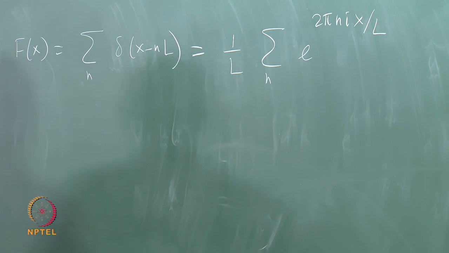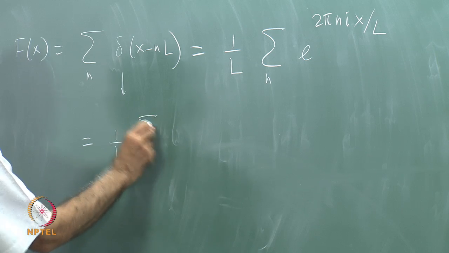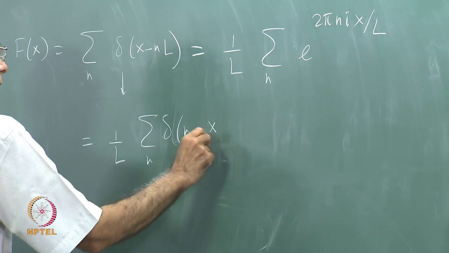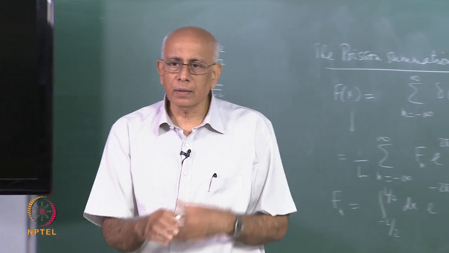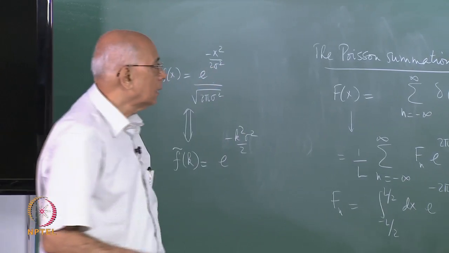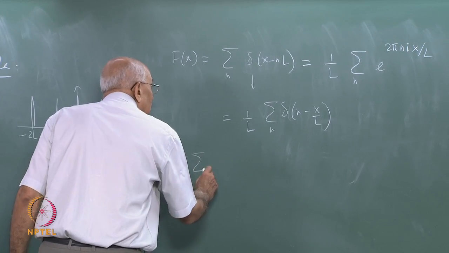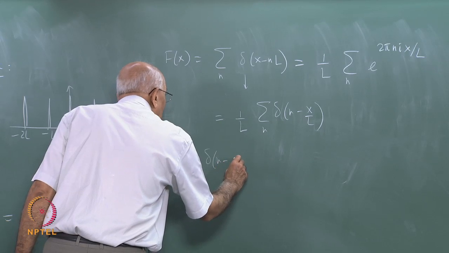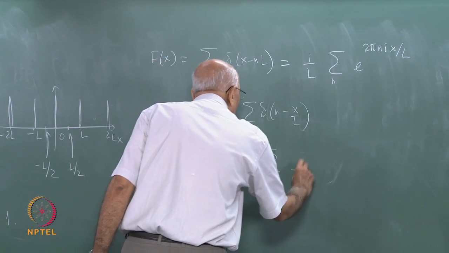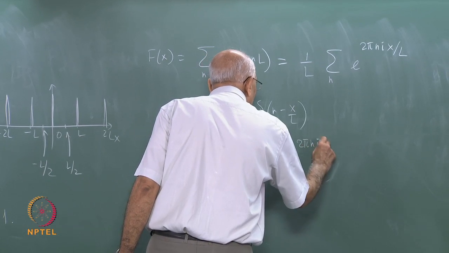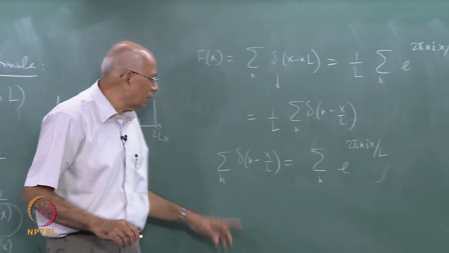I would like to get rid of this 1 over L, so let us write this as equal to, take out the L, so there is a 1 over L summation over n delta of n minus x over L, because recall that the delta function is a symmetric function of its argument, delta of minus x is the same as delta of x. So this gives us a very, very interesting result. It says a summation over delta functions of the form n minus x over L over n is the same as a summation over n of exponentials. Okay. So the sum of these exponentials is equal to this.